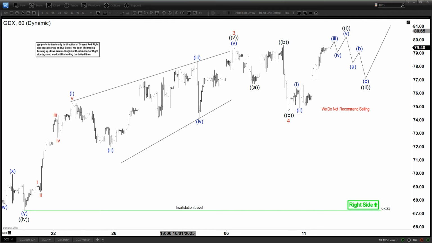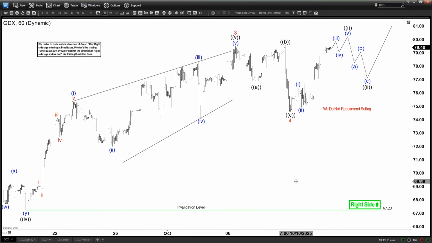Today is October the 14th and the chart of the day for today is the GDX. We're going to be taking a look here. Here's the 1 hour time frame.